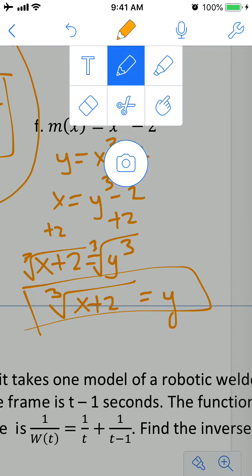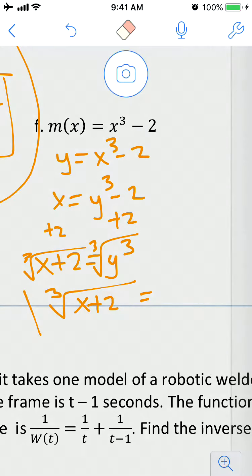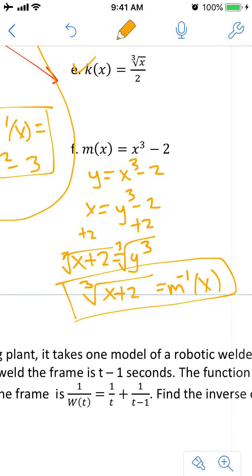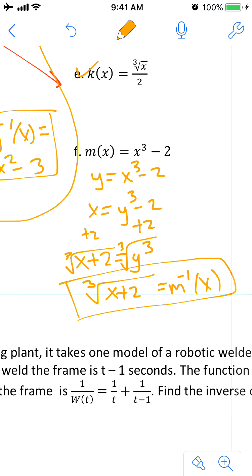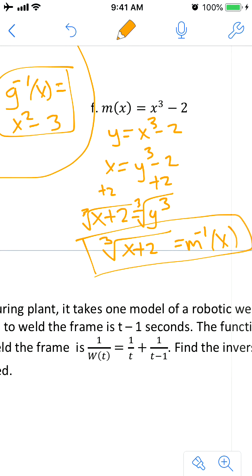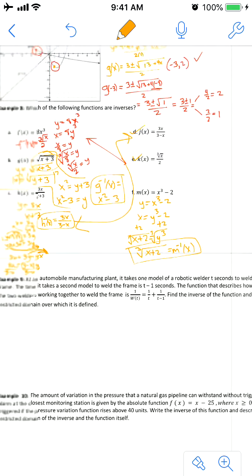And we could really just change this to m inverse of x. That would be our inverse. So that is not quite the same as what we had up here, the square root of x plus 3, right? Now we don't need a plus or minus because it's a cube root. Okay.